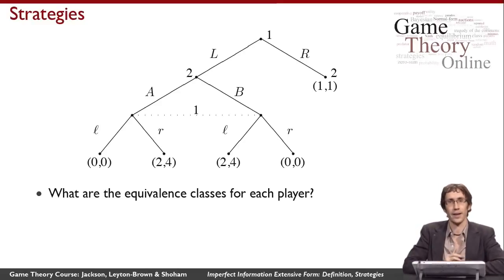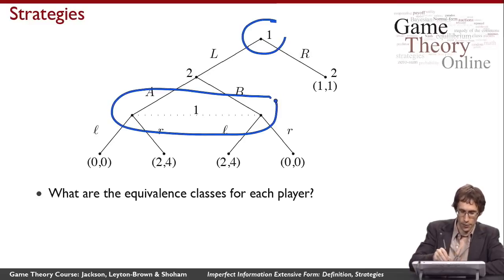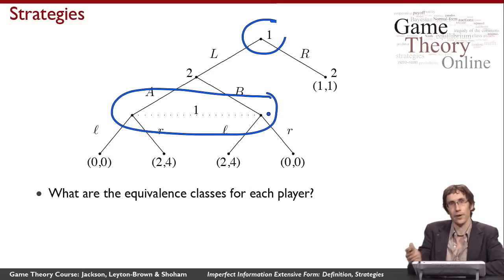So let's look at an example game here and see what the equivalence classes are. In this game, player 1 has two different equivalence classes. This is one equivalence class, and this is another equivalence class. So in other words, we're going to use a dotted line here to connect together choice nodes that belong to the same equivalence class. What we want to say in this game is that player 1 moves, and if he goes right, then the game is just going to end, and they each get a payoff of 1.